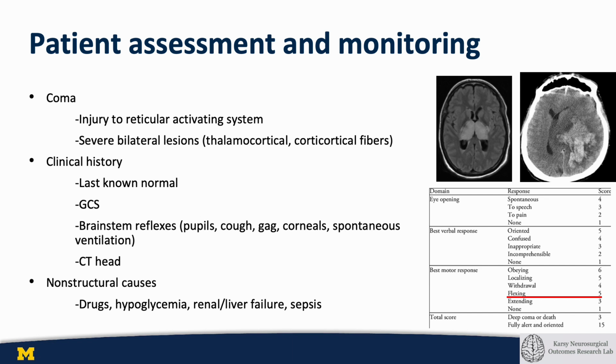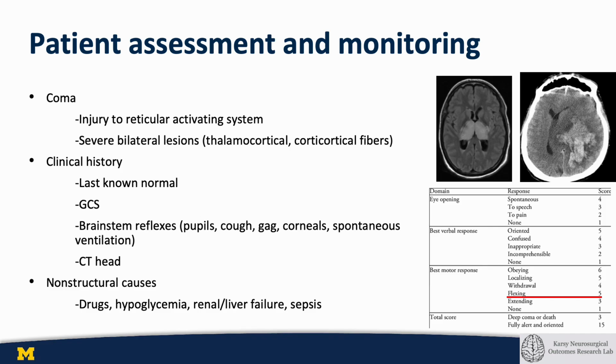The primary thing in a neurosurgical emergency is to assess whether a patient is in a comatose state and then get a good neurological exam. A coma results when a patient has an injury to the reticular activating system, extending from the thalamus to the brainstem, or having bilateral cortical injuries, which disrupt the thalamocortical or cortical fibers.